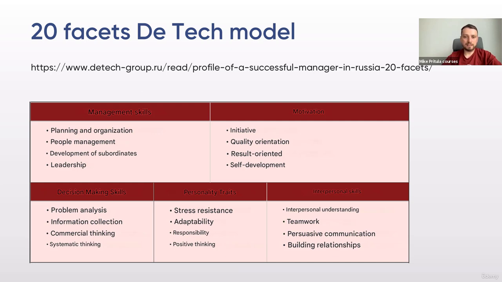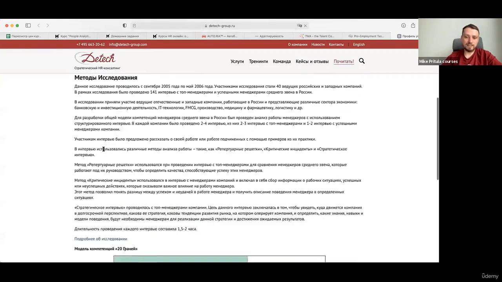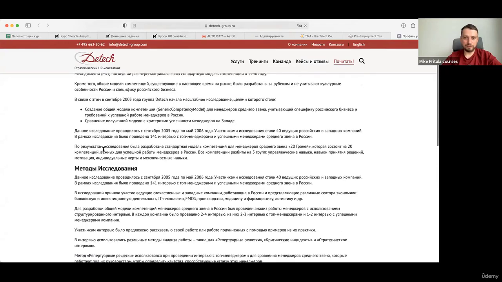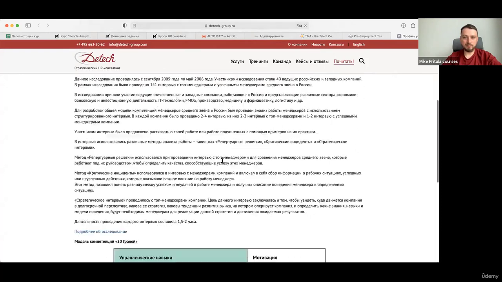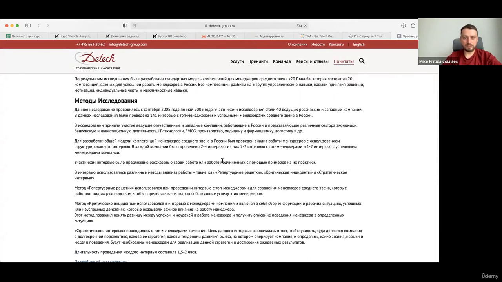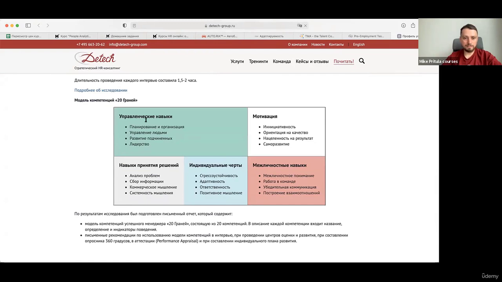Next, there's a model called the 20 facets. You might encounter this work. D is an organization that conducted a large study of executives in Russia and developed it. They called them facets. It's something like 20 competencies. At this link, you'll find the article Profile of a Successful Manager in Russia. What's interesting about this work is that it's a competency profile for executives based on a study of actual executives. Here's their model as they described it.